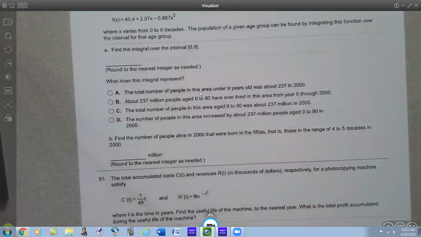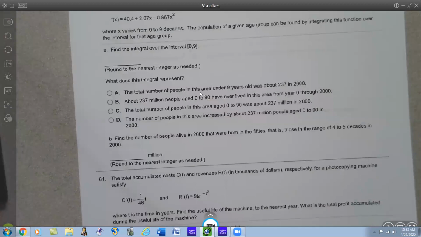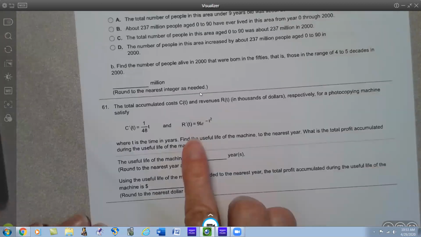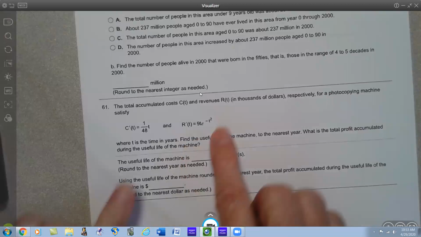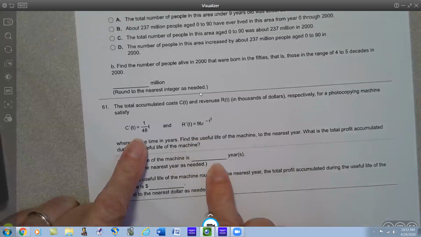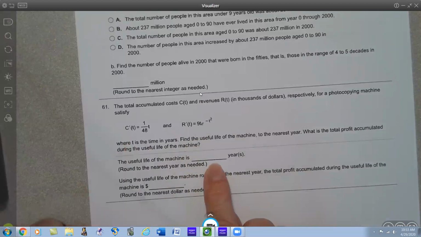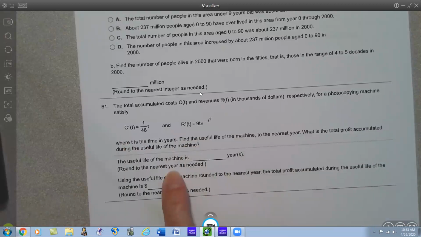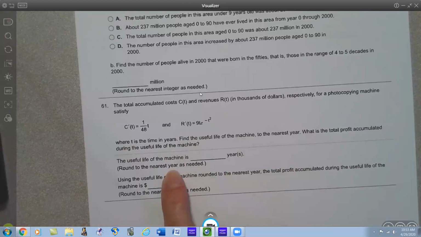We had one of these on the test, total accumulated cost. Or actually, I know we had it on the review. I'd have to see if we had it on the test. But remember, you've got to set these things equal to one another in order to find useful life. And once you find useful life, they want it to the nearest year, not tenth of a year, but nearest year. Then you have your integral. And since they're talking about profit, remember profit is always revenue minus cost from 0 to the useful years.